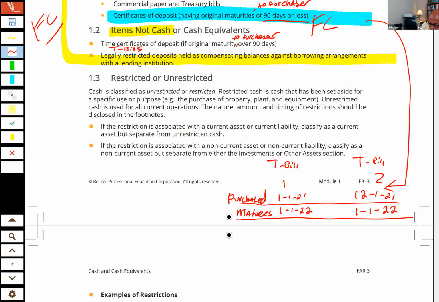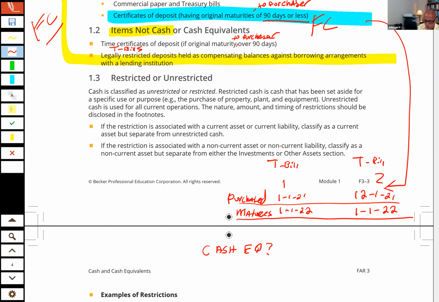Okay, and so I'm gonna ask you the question, cash equivalent. So yes or no, is T-bill one a cash equivalent? What do you think? Anybody? Sorry, did you ask T-bill one or T-bill two? T-bill one, is it a cash equivalent?